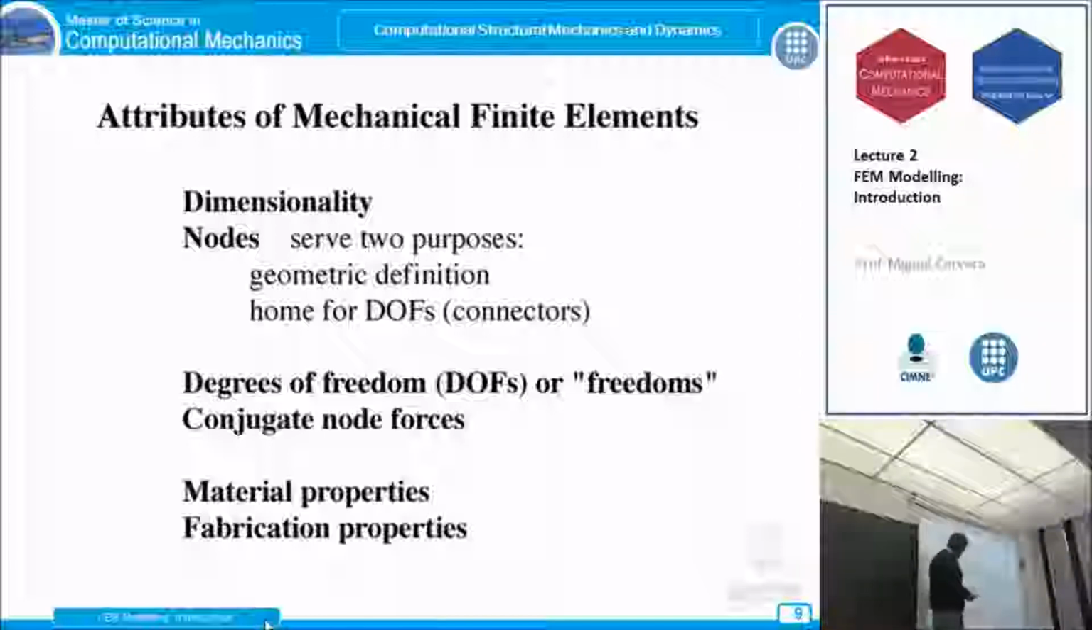On top of that, you have material properties and you have fabrication properties. That's a differentiation. What is a material property? The Young modulus is a material property. What is a fabrication property? The area. Okay? The thickness. Okay? They usually go together. I mean, you have a product of them to define the stiffness of the element.